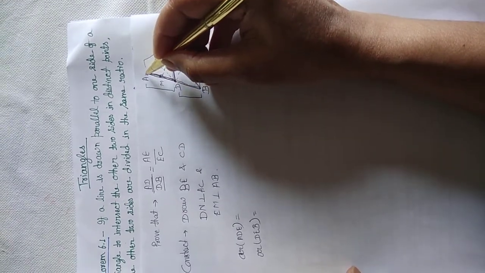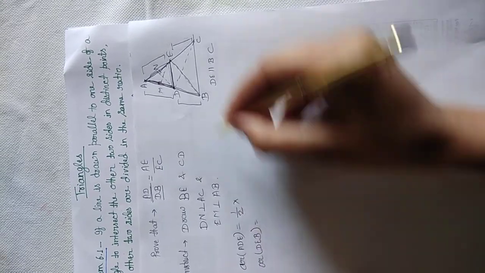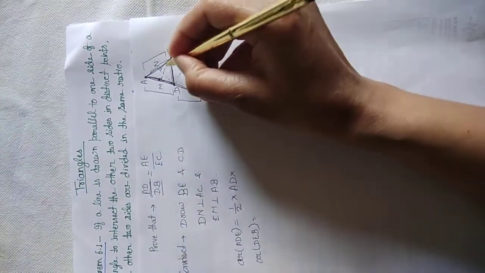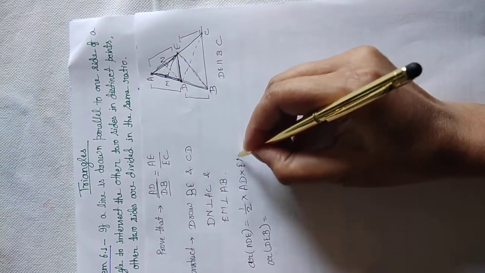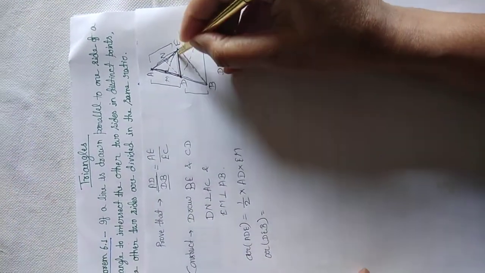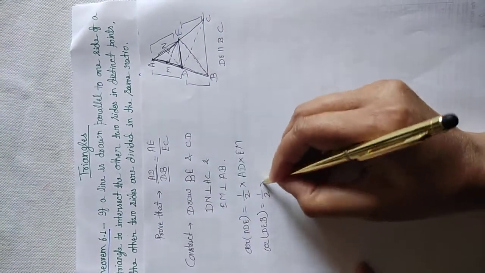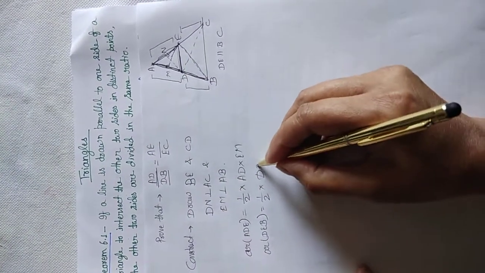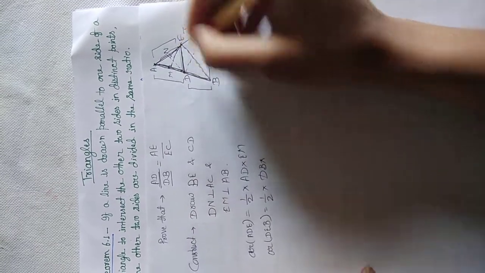So area of this ADE equals half into base into height. So this is the base AD. And what is the height? This is the height EM. And the area of DEB equals half into base. What is the base? This is the base DB, into what is the height? Height is the same, EM.